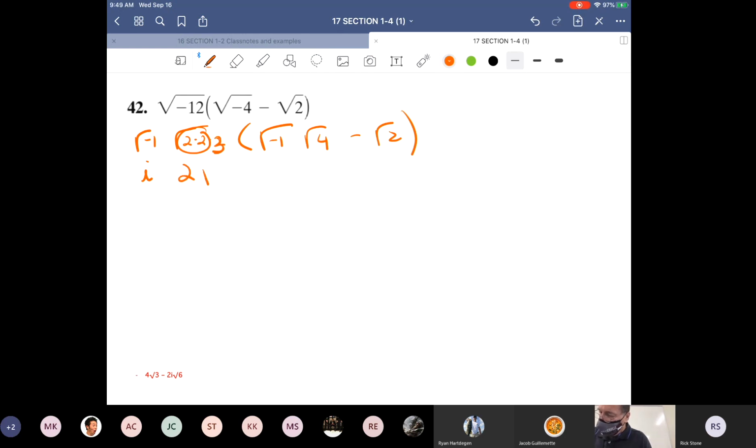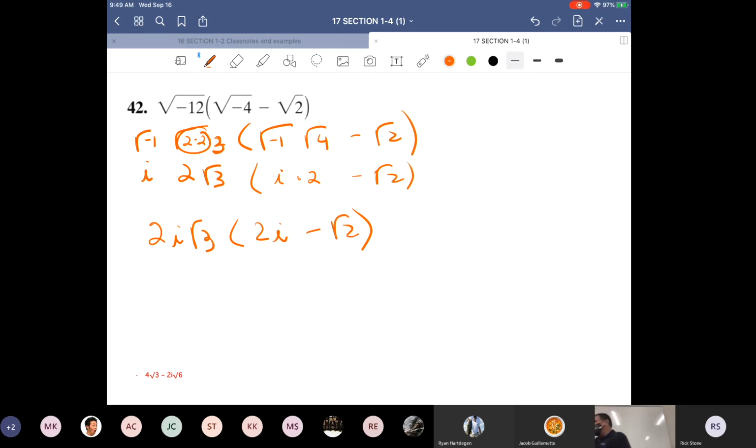Okay, so I can bring out a 2 and I'm left with square root of 3. This would be i, and that would be 2 minus square root of 2. Or really, that's 2i square root of 3 times 2i minus square root of 2. Everyone with me on simplifying first? Now that we've simplified, what are we going to do?